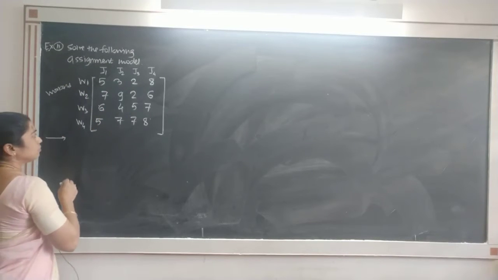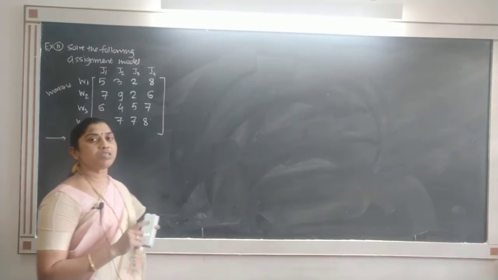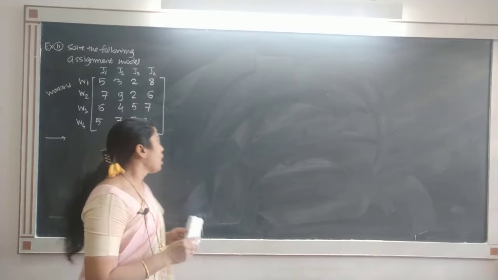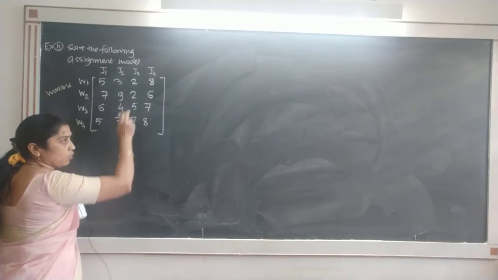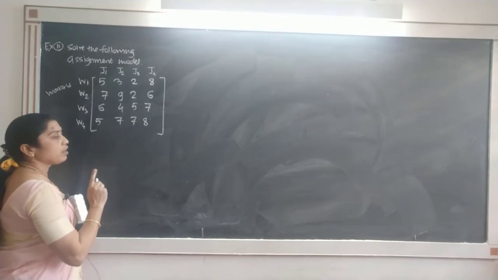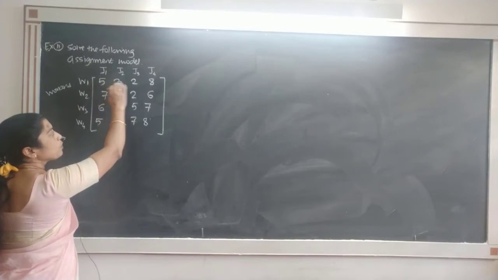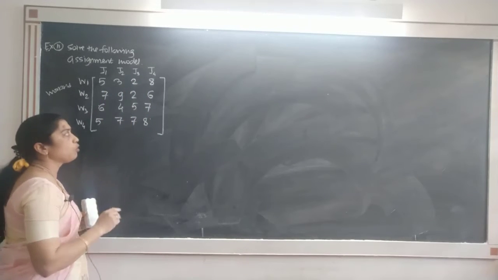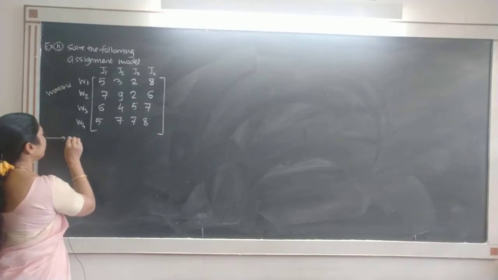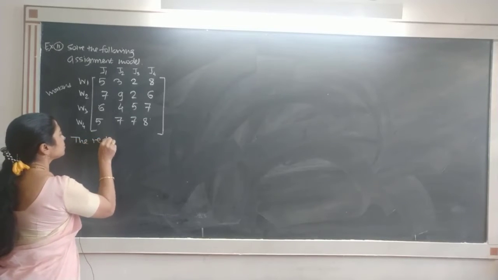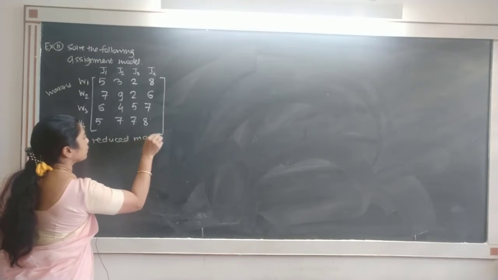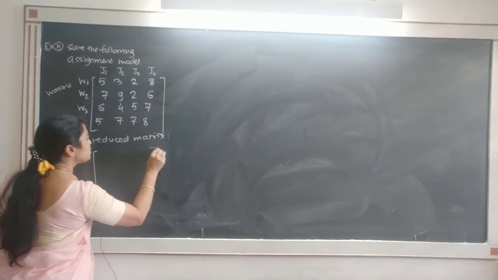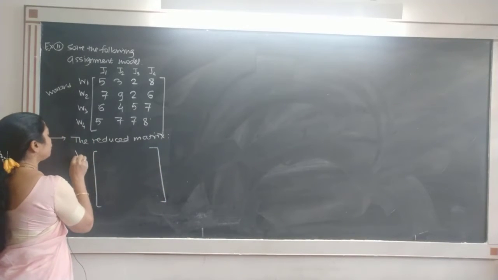So by the Hungarian method, because the matrix is a square matrix, we are directly able to start. In every row and in every column, we require at least 1 0. So from each row, we select the smallest element and subtract it from every element of that row. So in the first step, the reduced matrix is obtained by subtracting the smallest element from each row.